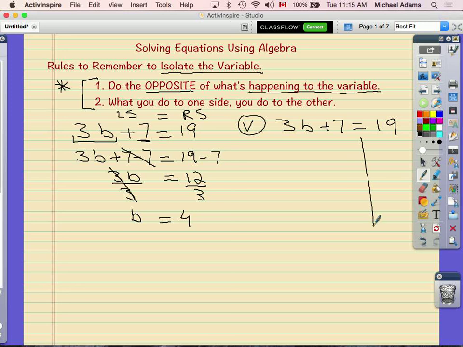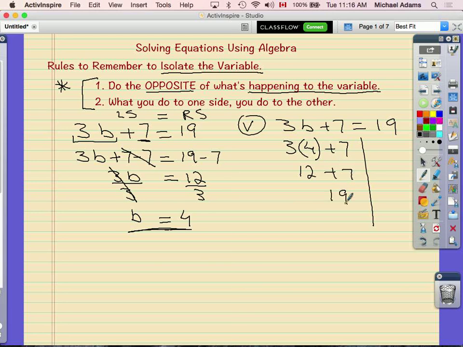Draw a line under the equal sign to show the difference between the left side and the right side. The right side is simplified, it's 19. That means on the left side, I should end up with 19. Let's see how we do this. b, I said, was equal to 4, so I substitute 4 for b. Then I still have my 7. So 3 times 4 is 12. 12 plus 7 is 19.